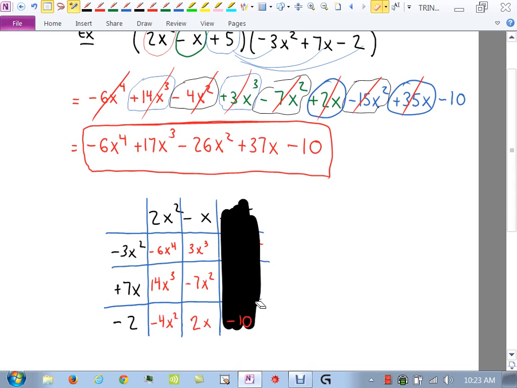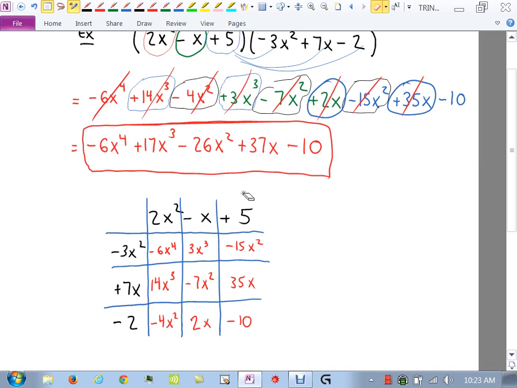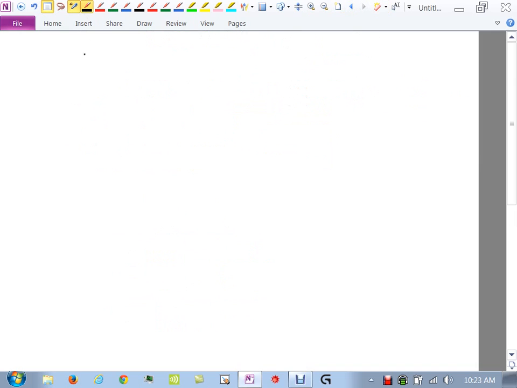Make sense? And I mean, you could go 8 terms times 10 terms, and then you just add like terms together at the end. I'm not discouraging you from using the table. If it makes you better at this, then go for it. Okay? All right. Now, move along. I want to look at another problem. What about this?